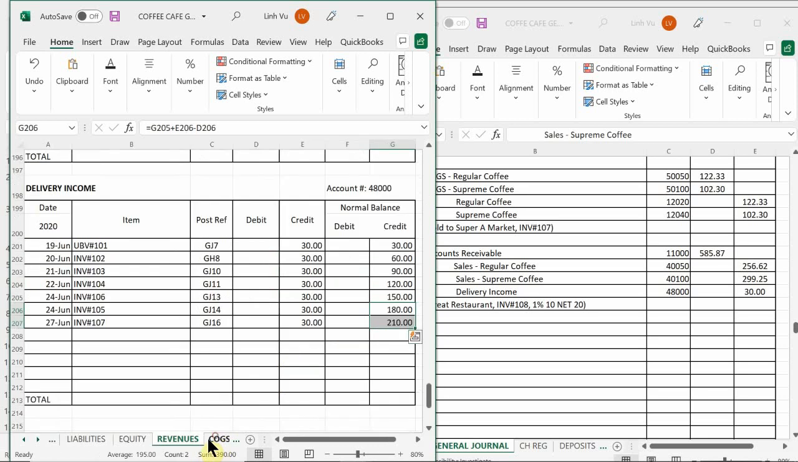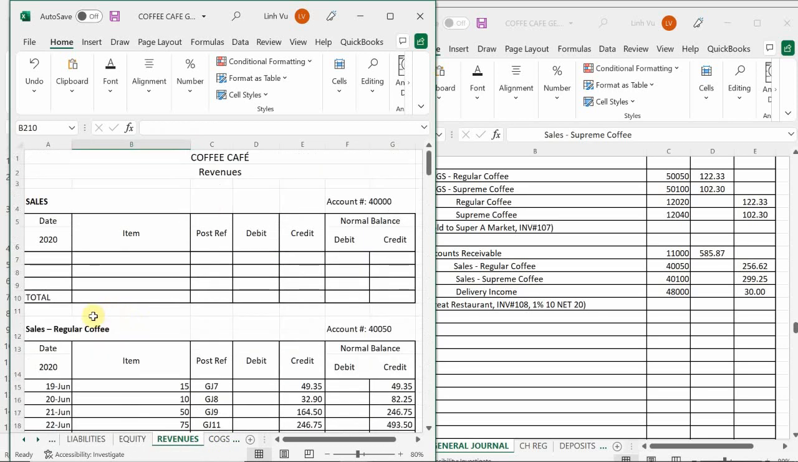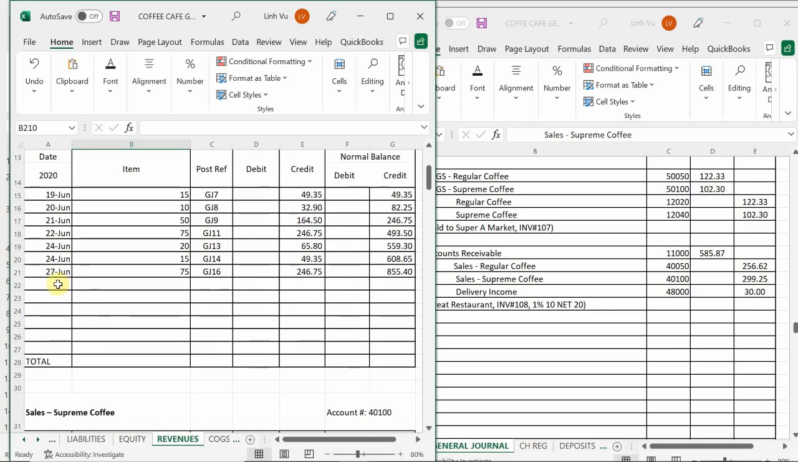Then we have to record our sales. So we have sales for our regular coffee. We sold 78 pounds, which was a total of $256.62, which gave me an ending balance of $1,112.02.